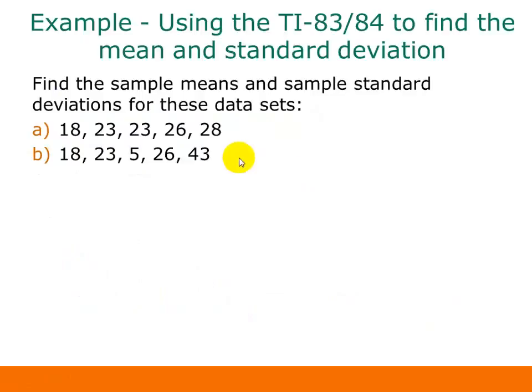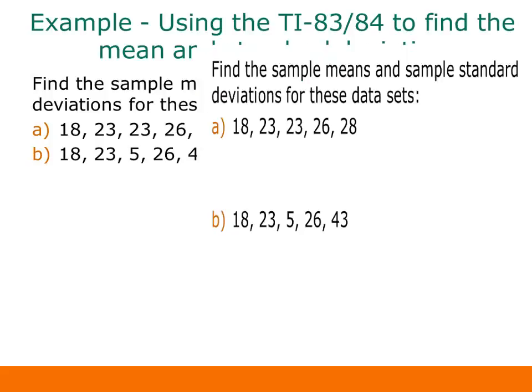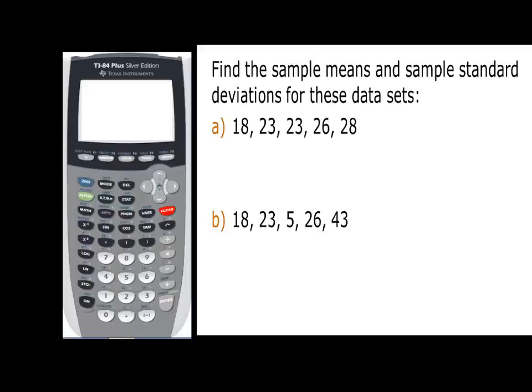As an example, we're going to use our graphing calculator to find the sample means and sample standard deviations for these two data sets. So for this first set of data, we are going to put it into the list L1. To get there, on our calculator, we push the Stat button, and then we want to edit, so you can just press Enter. That takes us to our list screen.